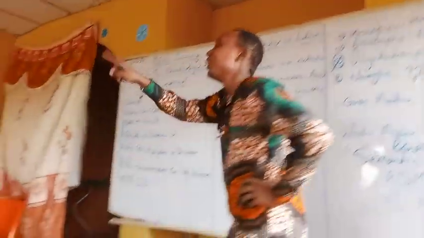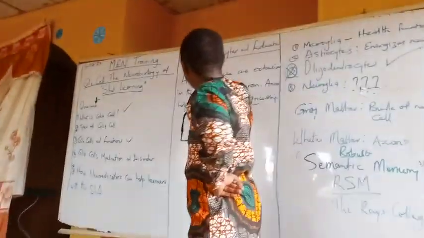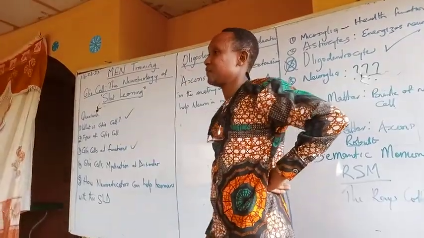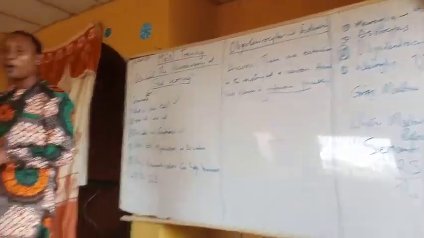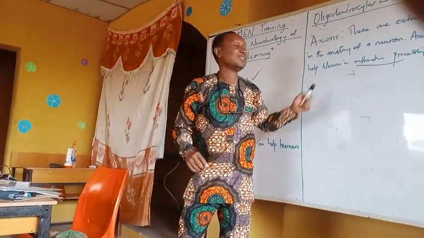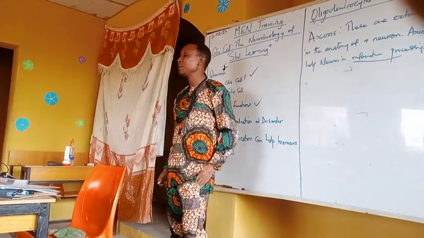Now, what is the connection? The next question is this: what is the connection between oligodendrocytes and axons? So you can write it down. That is the next question that we are going to be looking at.